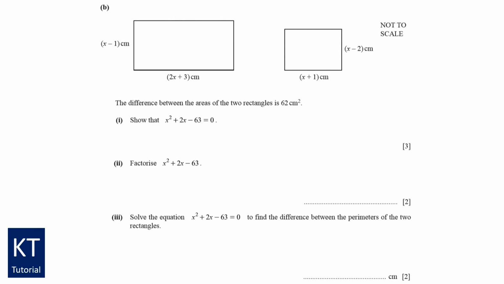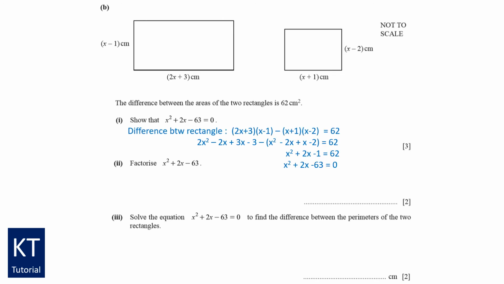Question 7d. The difference between the areas of the two rectangles is 62 cm squared. Show that x squared plus 2x minus 63 is 0. As mentioned, you want to subtract the area of the larger rectangle with the area of the smaller rectangle and equate this to 62. Then simplify this expression.